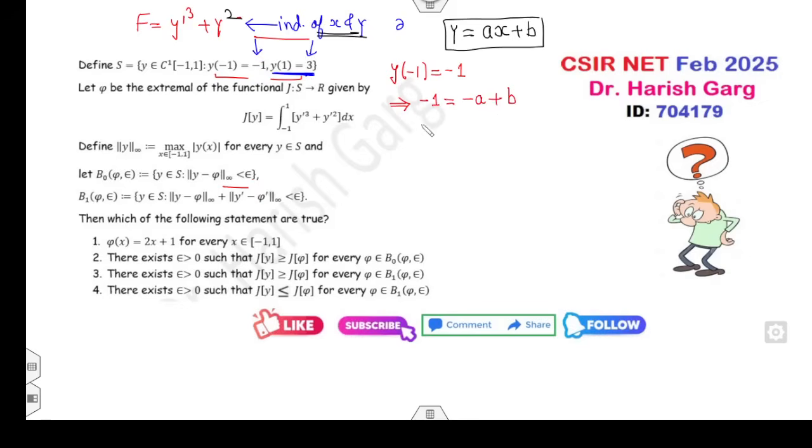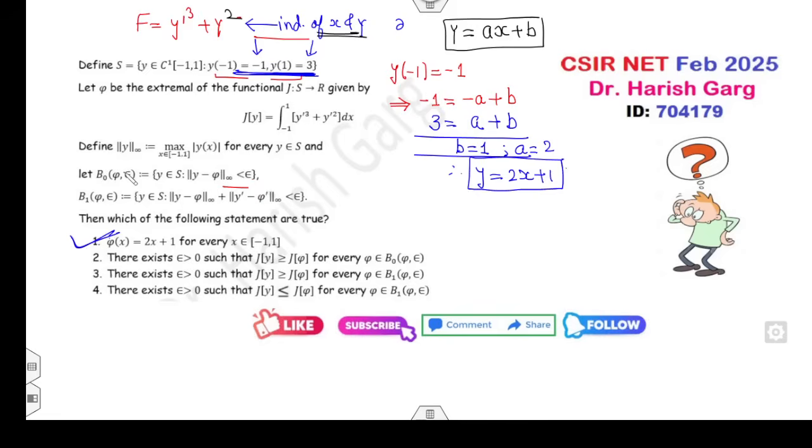I can apply the second condition, 3a plus b. Can you solve them? So b will be 1, a will be 2. So therefore your extremal will be 2x plus 1. Fine, ये solution मिल गया आपको. Fine. So the first option, that is the extremal, psi is my extremal. First option is the correct option.